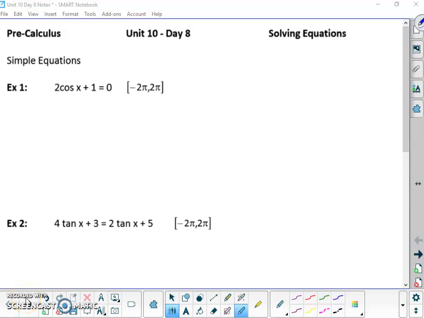Okay guys, welcome back. Unit 10, Day 8. This is where it's going to start getting interesting. We are going to solve trig equations.